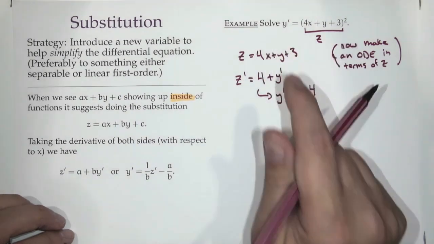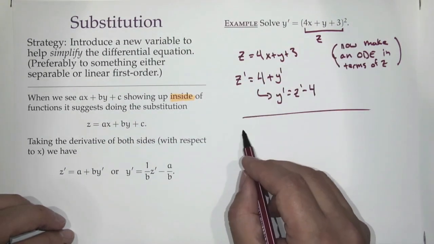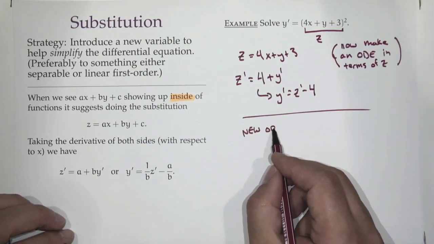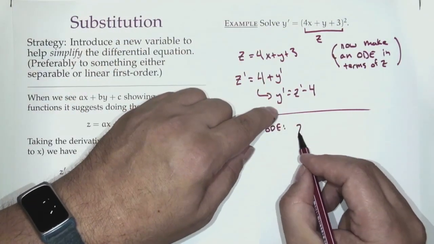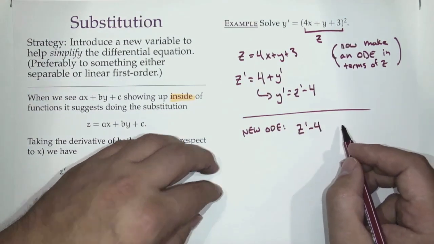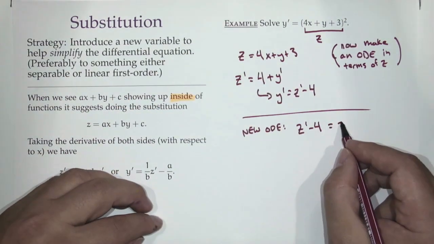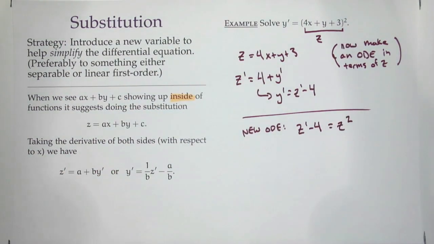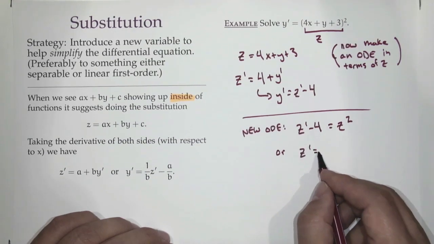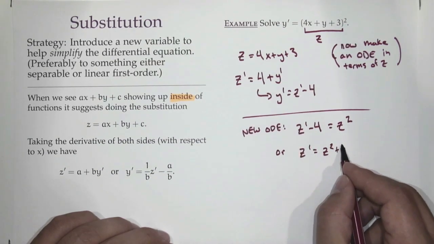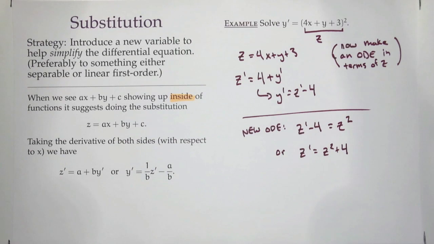So now we can update. Our new ODE becomes: y prime gets replaced by z prime minus 4, and on the other side it becomes z squared. Or if you like, z prime is equal to z squared plus 4. Now, quick question. What technique would you use to solve this differential equation?